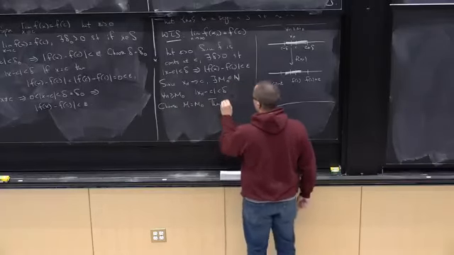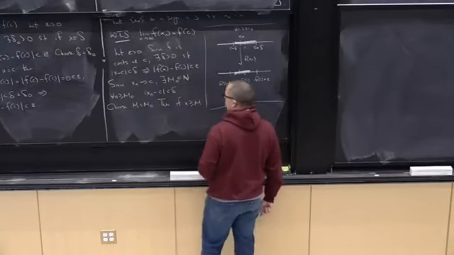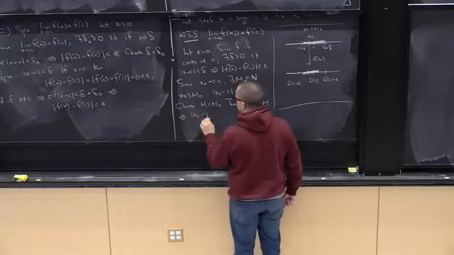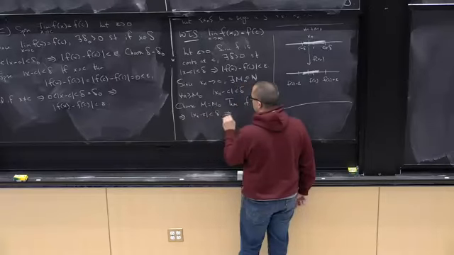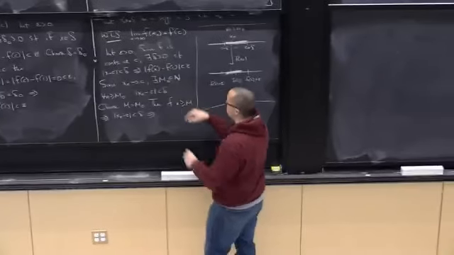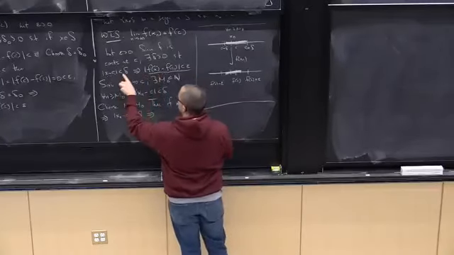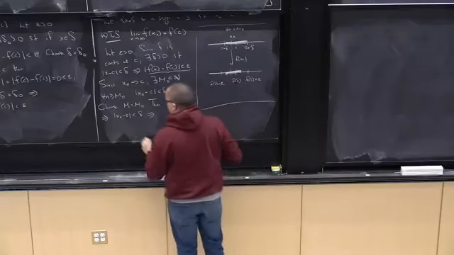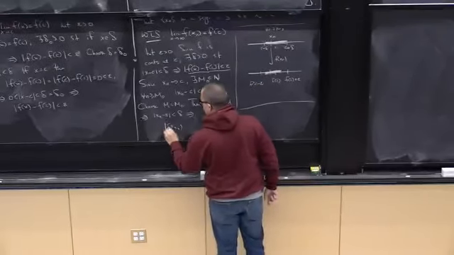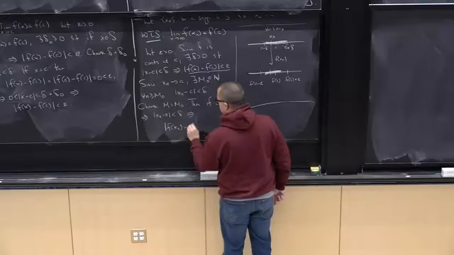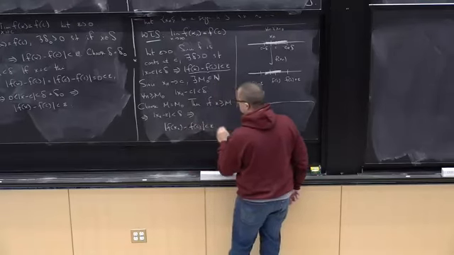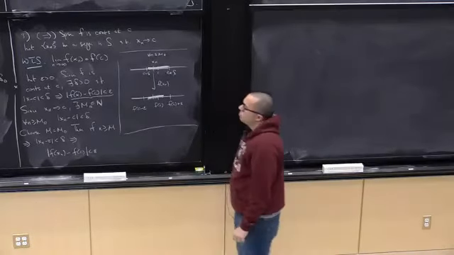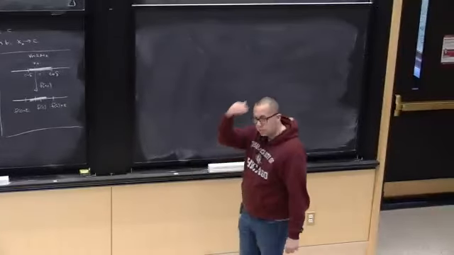Then if n is bigger than or equal to M, we get that |x sub n minus c| is less than delta, which implies by how delta is defined, right? If x is within distance delta of c, f of x is within distance epsilon of f of c. We get |f of x sub n minus f of c| is less than epsilon. Okay? So that gives us one direction.